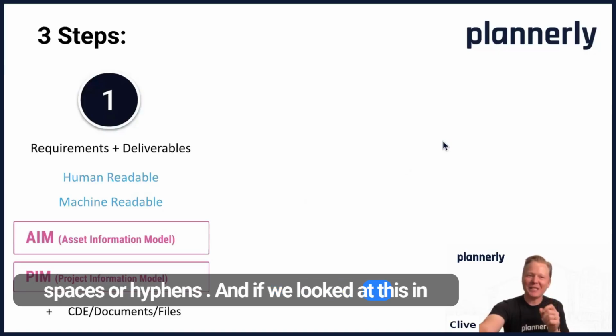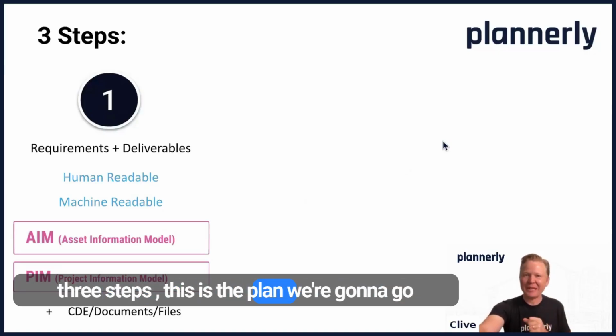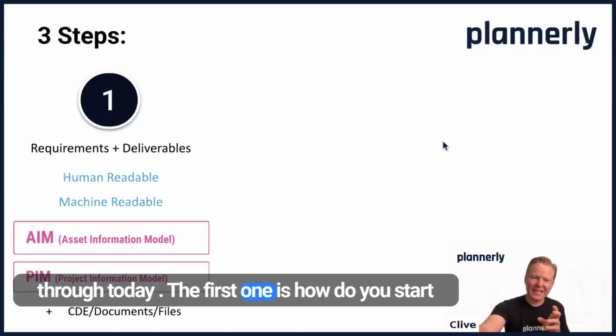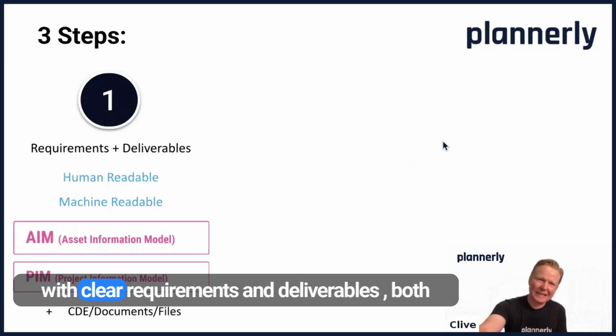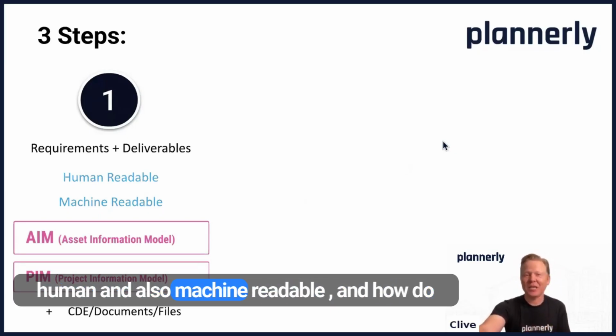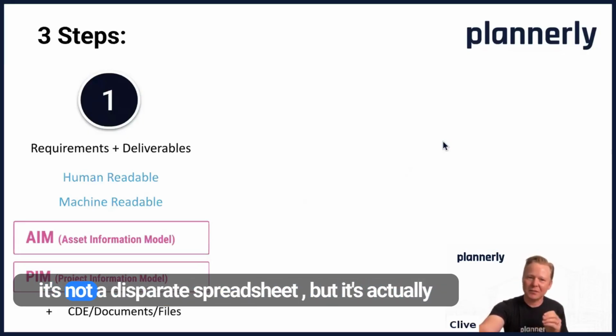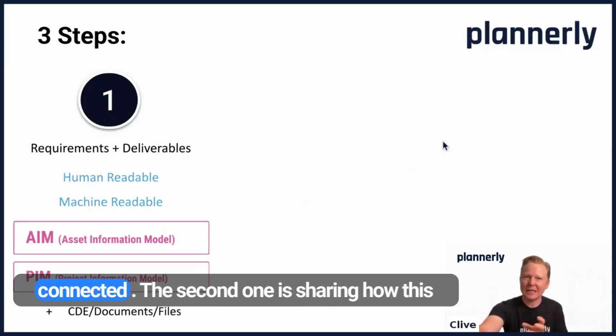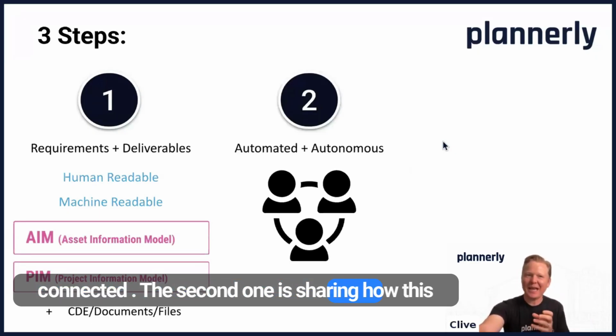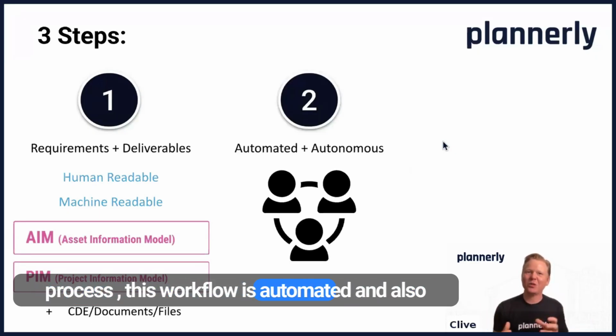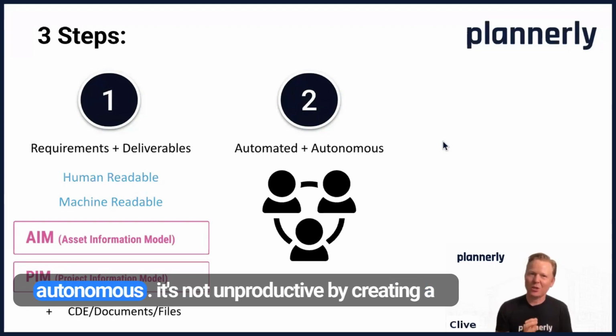And if we looked at this in 3 steps, this is the plan we're going to go through today. The first one is, how do you start with clear requirements and deliverables, both human and also machine readable? And how do you have them integrated into the workflow? So it's not a disparate spreadsheet, but it's actually connected. The second one is sharing how this process, this workflow, is automated and also autonomous.